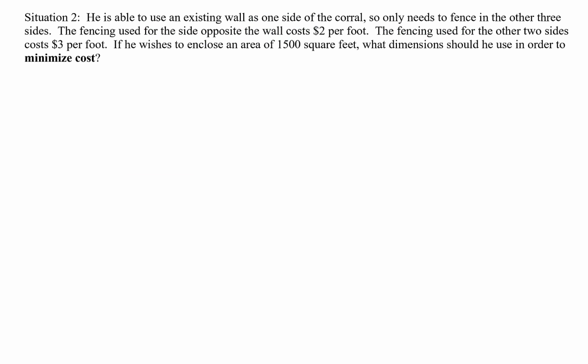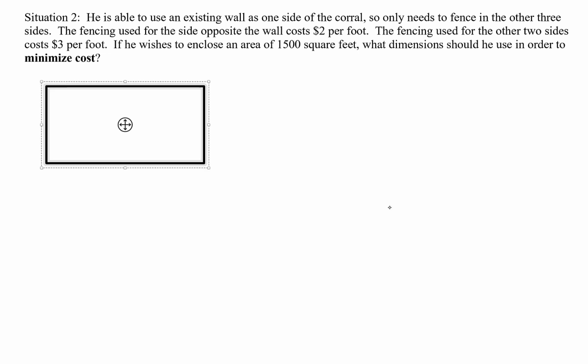Situation number 2. He is able to use an existing wall as one side of the corral, so he only needs to fence in the other 3 sides. The fencing used for the side opposite the wall costs $2 per foot. The fencing used for the other 2 sides costs $3 per foot. If he wishes to enclose an area of 1,500 square feet, what dimensions should he use in order to minimize cost? Let's go ahead and draw a picture.